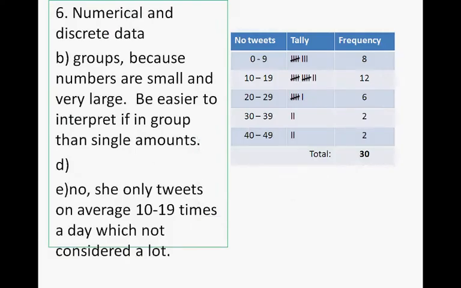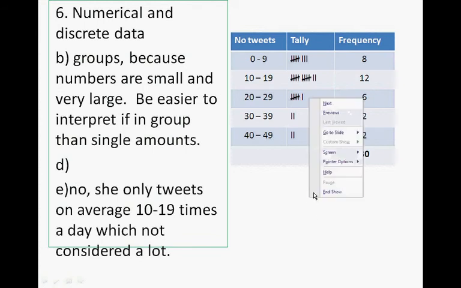Right, it is numerical discrete data. You are going to group it because the numbers are small and very large. There's a wide variety of numbers. It would be easier to interpret it if they are in groups than in single amounts.